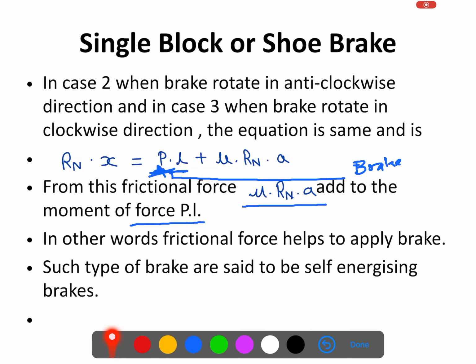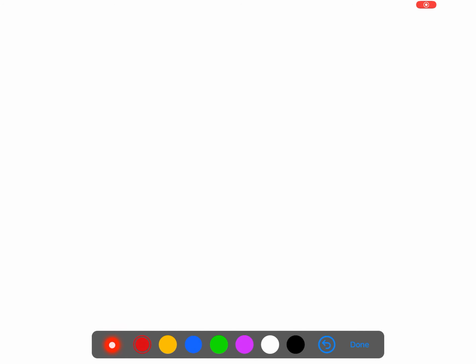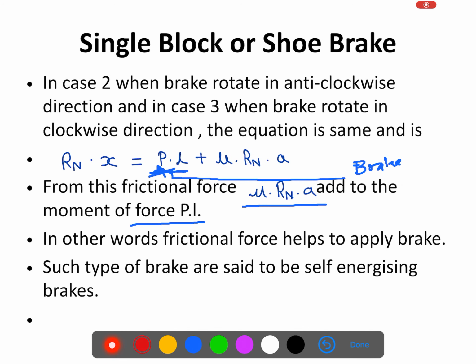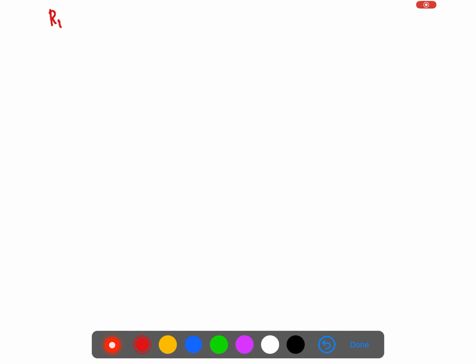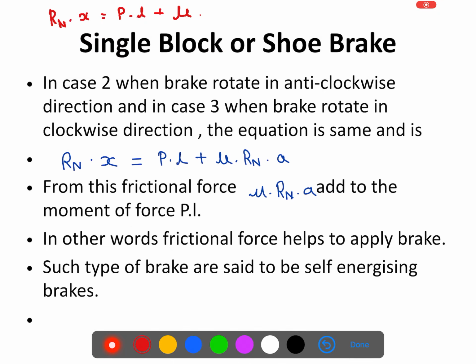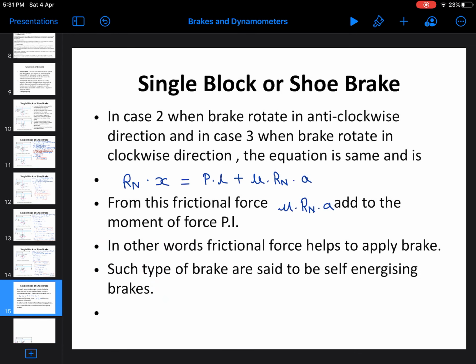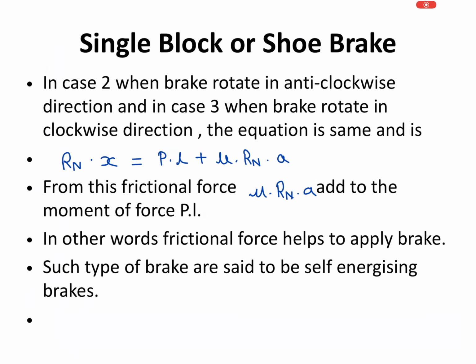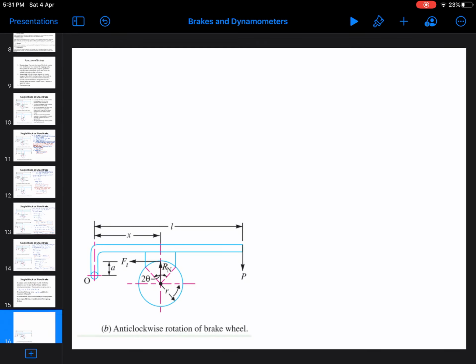Right? So again, we will see over here, we will rewrite this equation: Rn into x is equal to PL plus mu into Rn into a. Okay, we will rewrite, just a minute.